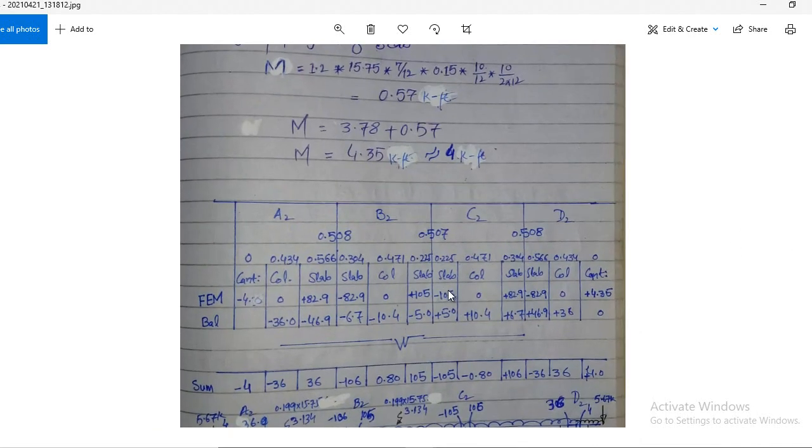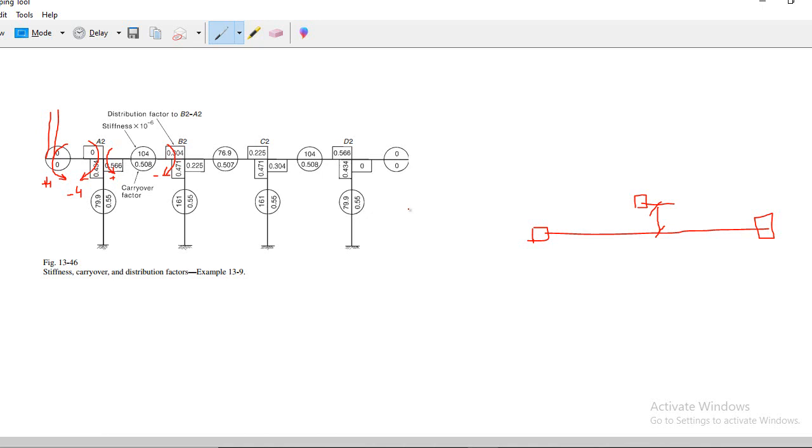For the next thing, all the values you just plug in. Now remember, this portion is very important. Clear? Let me show you here. Remember the moment is in this direction, so at that joint, that is D2, we have to consider it +4, but here at A2 we will consider it -4. Clear?